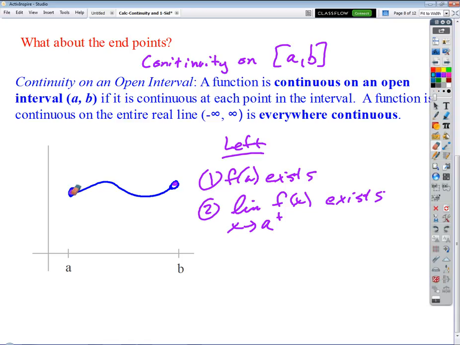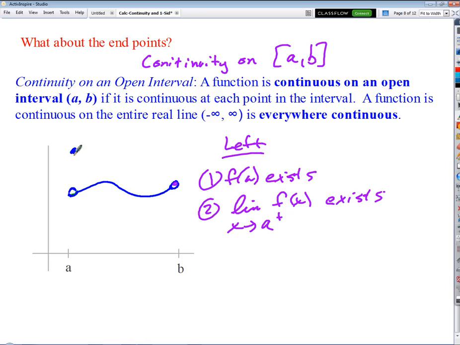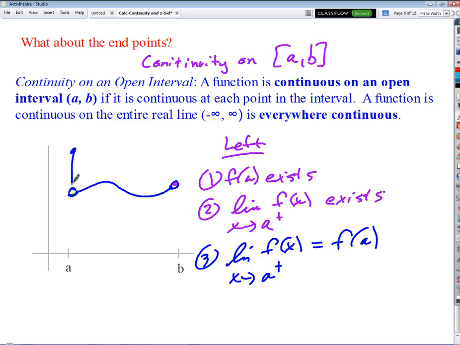Nope. No, because there's still one kind of thing that could happen that we haven't accounted for. What's that? Yeah, it has to agree. Otherwise, we could get something like this, couldn't we? Right? Because that works so far. It meets these two: the function exists and the limit exists, but they just don't agree. So then the third thing would have to be that the limit of f of x as x approaches a from the right equals f of a, right? Agreed? Yeah, now we've pinned this endpoint down right there.